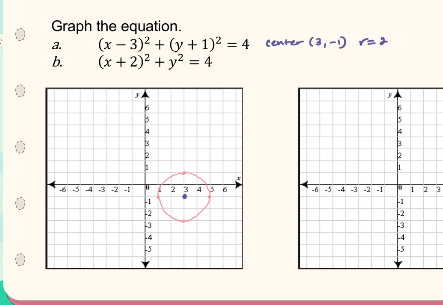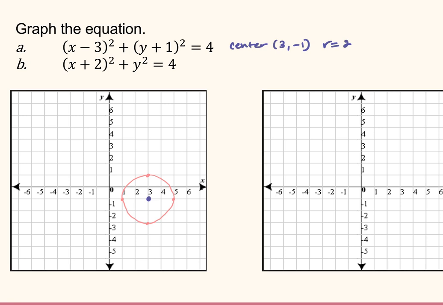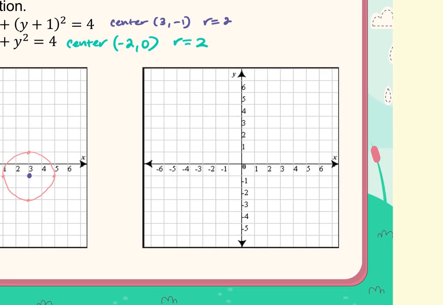How come it's not on -3, 1? It's on 3, -1. Remember, you have to change the signs. So whether you're putting it into the equation or taking it out, the signs will change. What's the center of B? -2, 0. What's the radius? 2. So my center's at -2, 0, and my radius is 2.